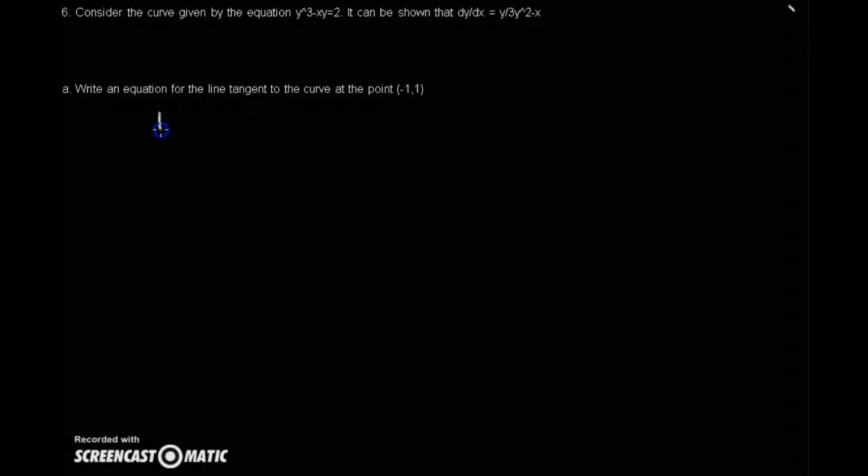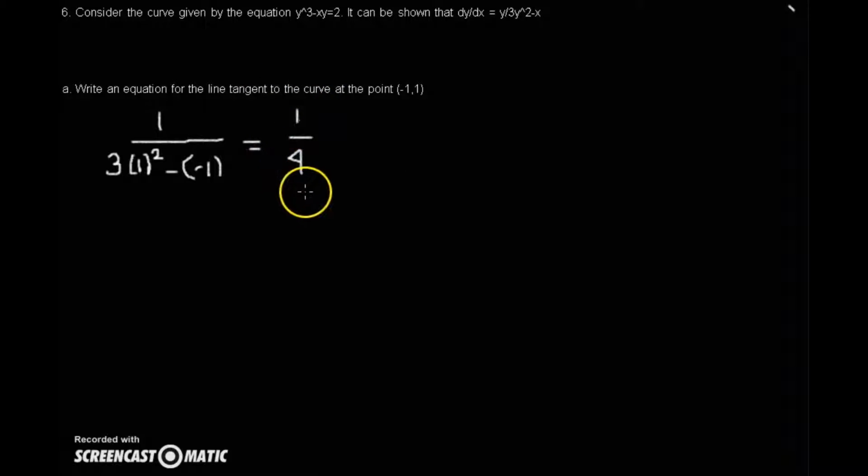So dy/dx is 1 over 3 times 1 squared minus -1, which is 1 over 4.